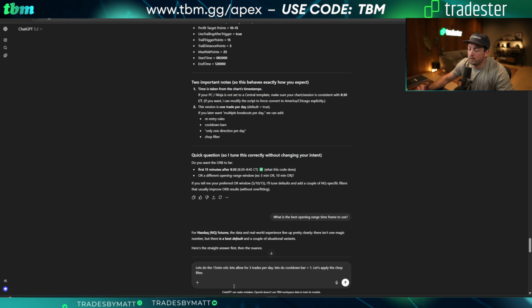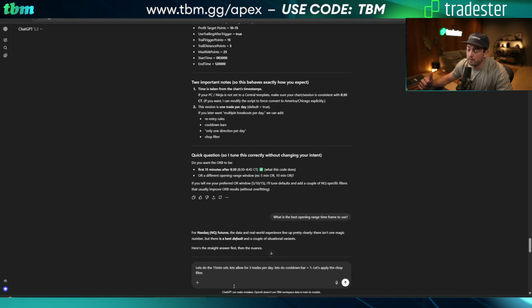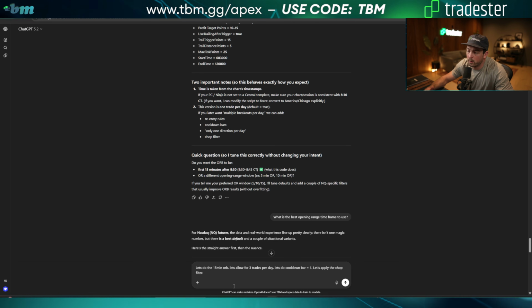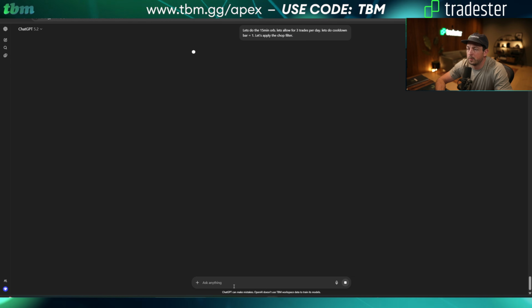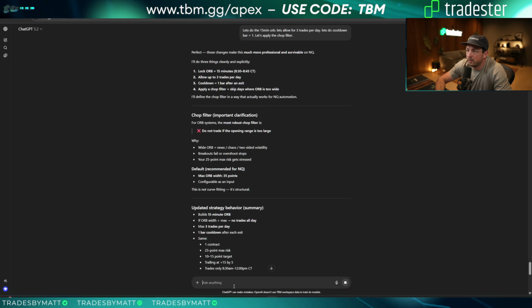So here I'm saying let's do the 15-minute opening range breakout. Let's allow for 3 trades per day. Cooldown bar is equal to 1, and let's apply the chop filter. Let's just see what it spits out. So the ORB is now set up for 15 minutes.